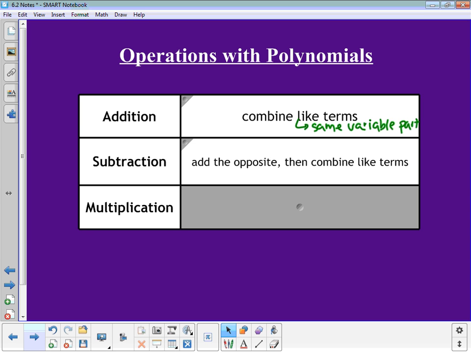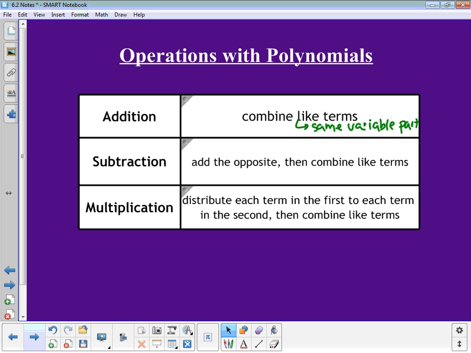And then with multiplication, we need to distribute each term in the first polynomial to each term in the second polynomial, and then combine the like terms. Now remember, throughout any of these videos, you can pause at any time that you need. So if you need to take a minute and write all of this down, go ahead and pause the video and we will be moving on.